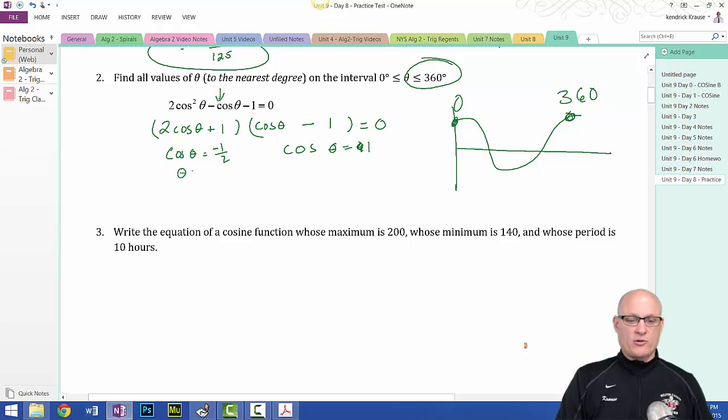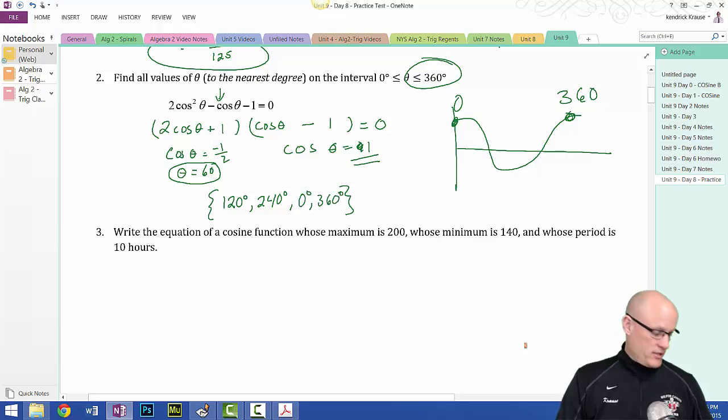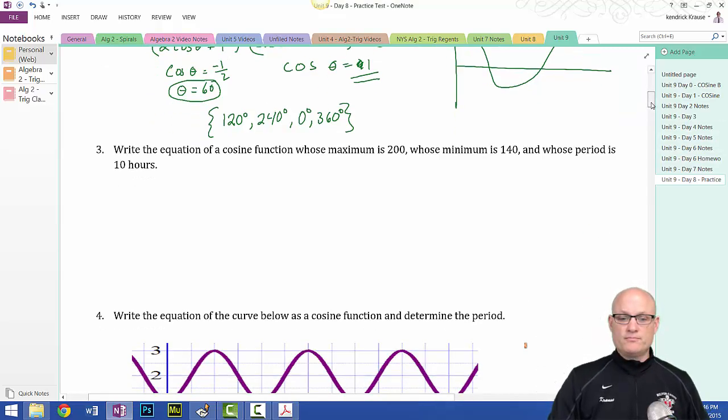Theta, I know that cosine equals positive 1/2 at 60 degrees. I know that for a fact. So, it equals negative 1/2 in the second quadrant, which is 120 degrees, and in the fourth quadrant, which is 240 degrees. It equals 1 at 0 degrees and 360 degrees. There's those 4 answers. Done. Problem number 2. Moving on.